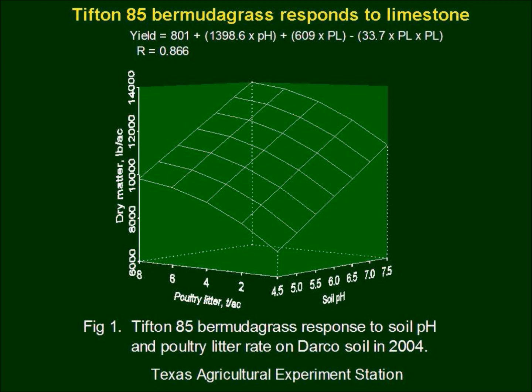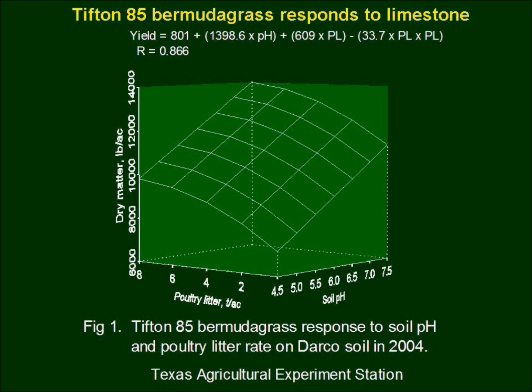Now, I want to point out this was in a dry year. In a wet year, you would see this level off here, especially above about 6.5. But in a dry year, those pH environments, the soil environment that allowed a good root system to develop, will have a better time. Now notice here with the increasing level of poultry litter, going from 0 up to 8 tons of poultry litter per acre, even in that scenario, we're seeing a response here to soil pH. We're still seeing a response to soil pH.